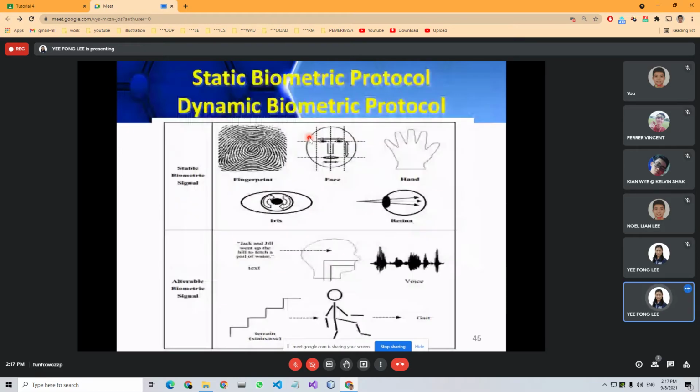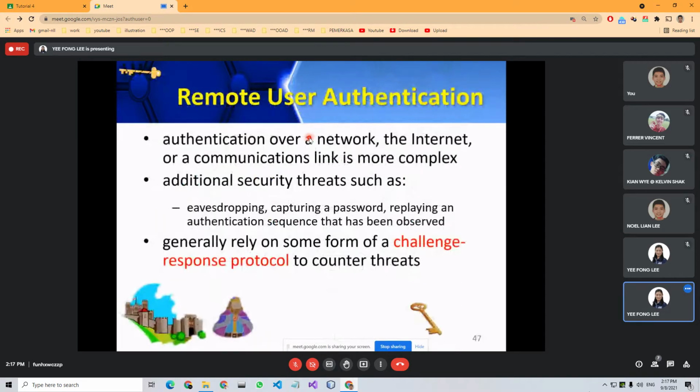Next one, we look at examples of static biometric and also dynamic biometric protocols. Next one, remote user authentication. It might introduce additional security threats, such as eavesdroppers.